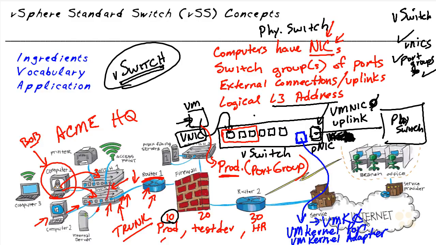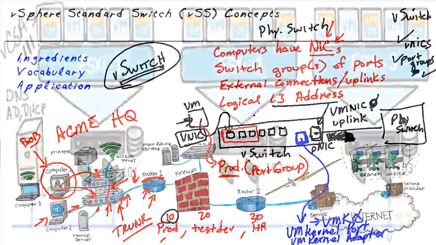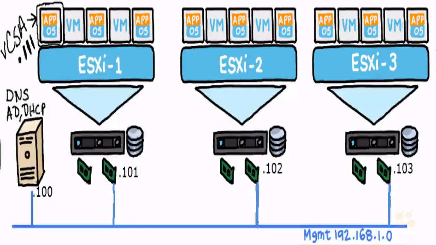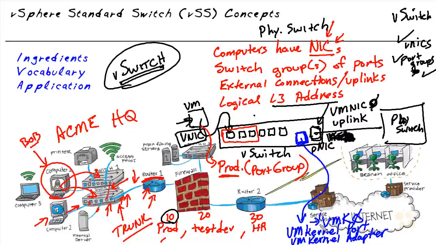So when we see VMK anything, or VM kernel ports, or VM kernel adapters, I want you to think that's the logical layer 3 interface that the ESXi host is using to communicate with other devices over TCP/IP. And in the case of the first and foremost example, we're using a VM kernel port on a virtual switch so that our ESXi hosts can communicate with the outside network. So in our topology, we have 3 ESXi hosts, and they have an IP address of .101, .102, and .103 respectively. And those addresses are actually associated with VMK0, a VM kernel port that's associated with the virtual switch that they're currently using.